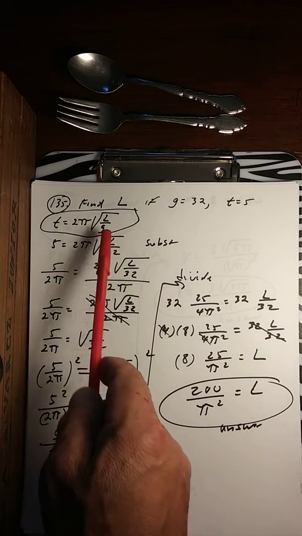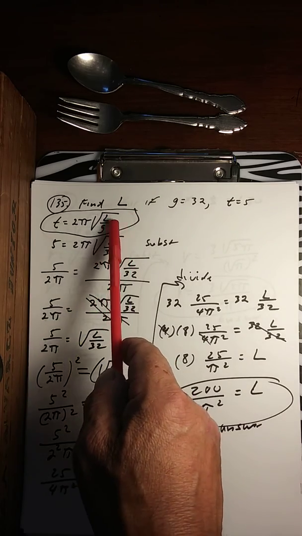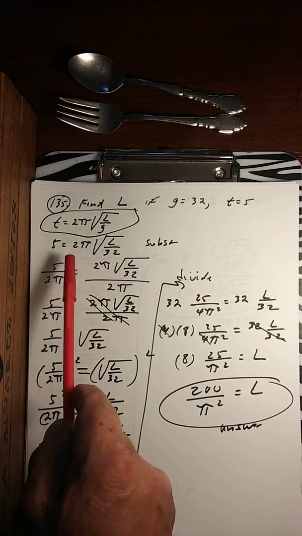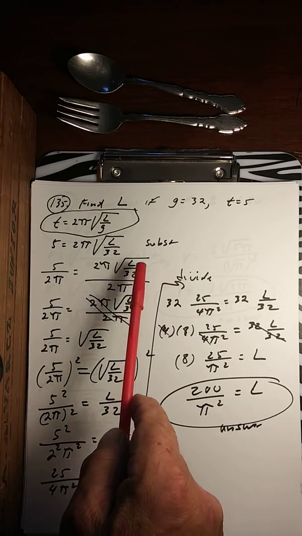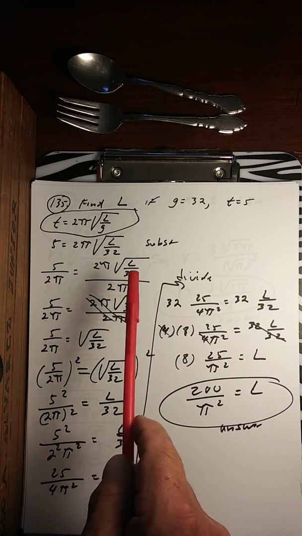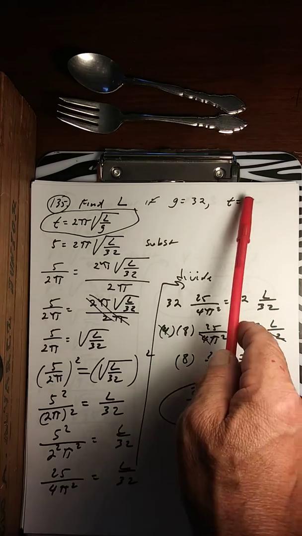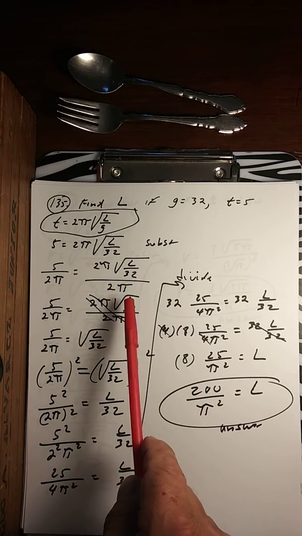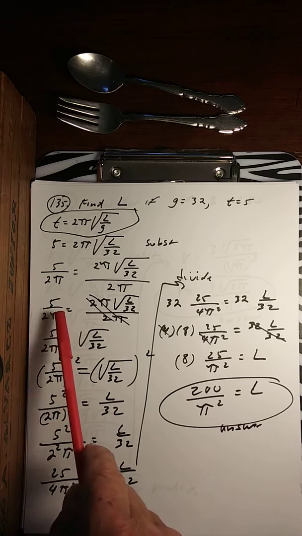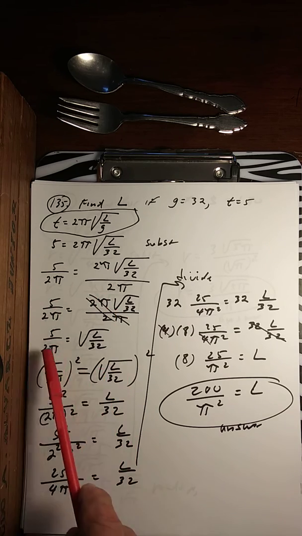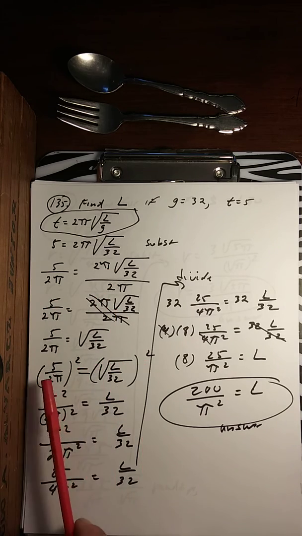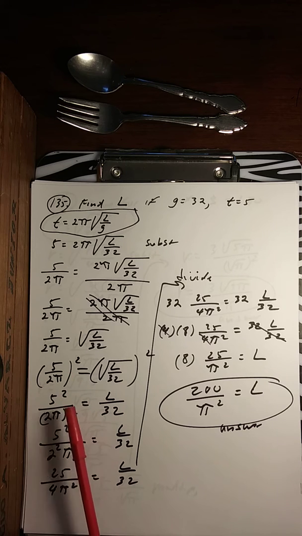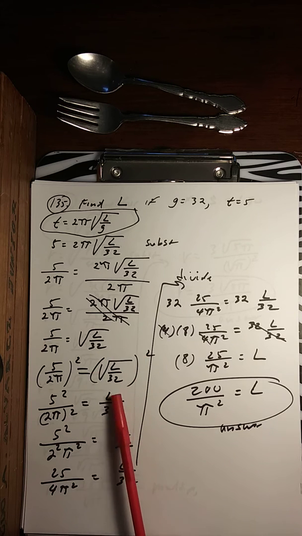This one. Solve for L in there. The numbers are there. Put them in there. Put the numbers that you have. So we have 5, and we have 2 pi, square root of L over 32. So we divide by 2 pi, divide by 2 pi. 5 over 2 pi equals, this is gone, equals this. Now square both sides. So it's going to be 5 squared, 2 pi squared. That's going to be 25, and that's going to be 4 pi squared, this side. Now this one's gone, so L over that.